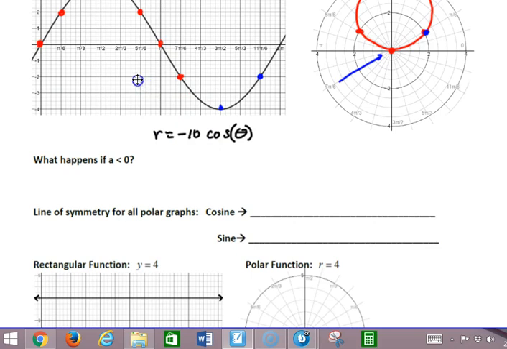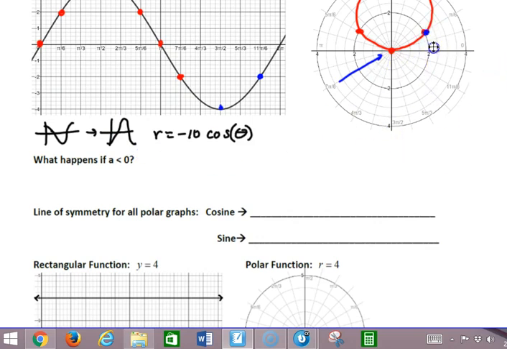Think about what happens with the actual cosine graph. It would turn upside down. Instead of being like this, it would turn upside down and be like this. So all of the negative y's become positive and vice versa. Same thing here, all of the negative r's would become positive and vice versa.